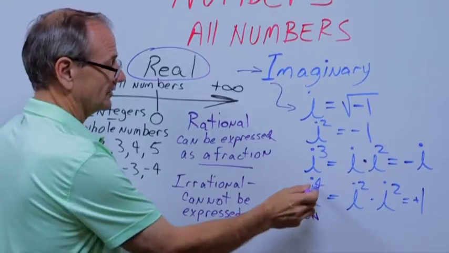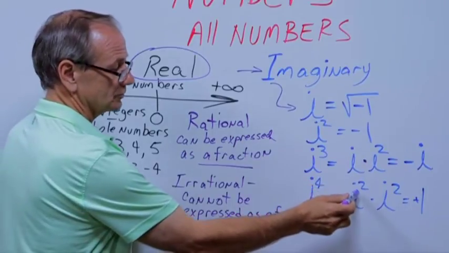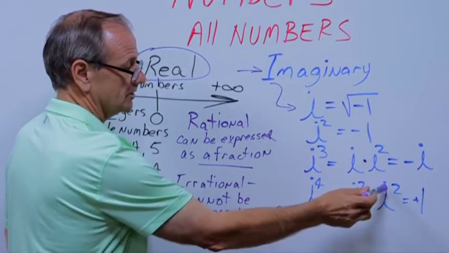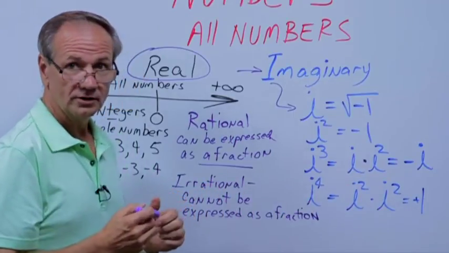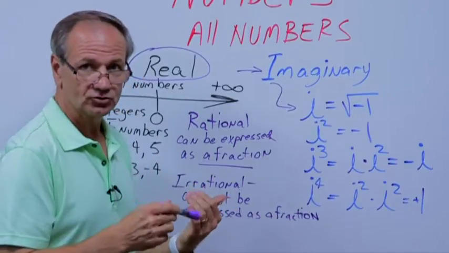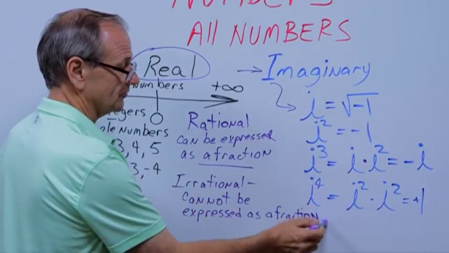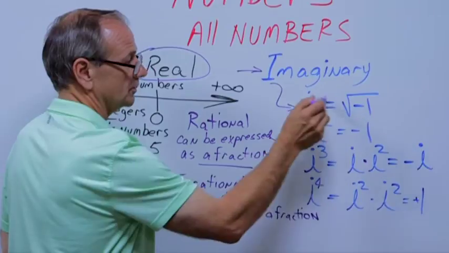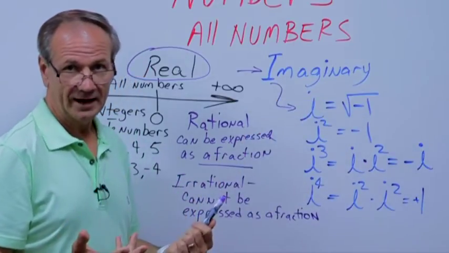Then we have i to the fourth. i to the fourth is equal to i squared times i squared. Since i squared is -1, we have -1 times -1, which equals +1, and then the cycle starts over. For instance, i to the fifth would simply be +1 times i, and it would be i all over again.